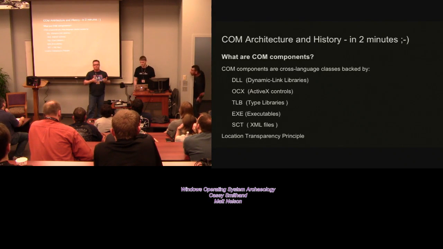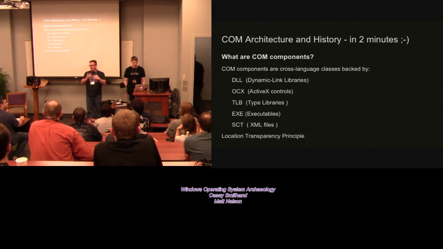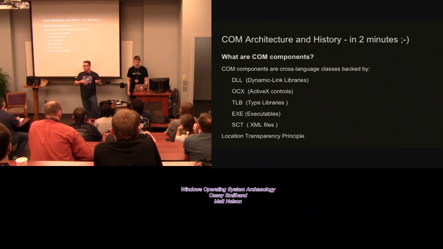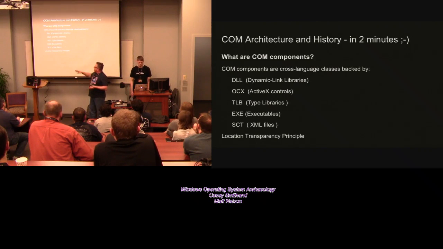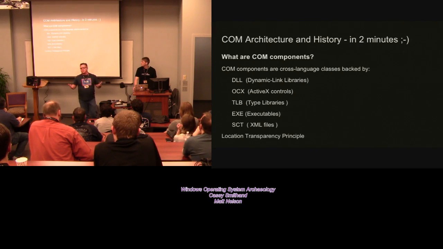When we're doing a quick proof of concept on how to get COM execution, we usually whip up an SCT file, either locally or hosted on the internet, and get that to run. So I'm going to show you in a minute what an XML SCT looks like. And then COM has this idea of location transparency.